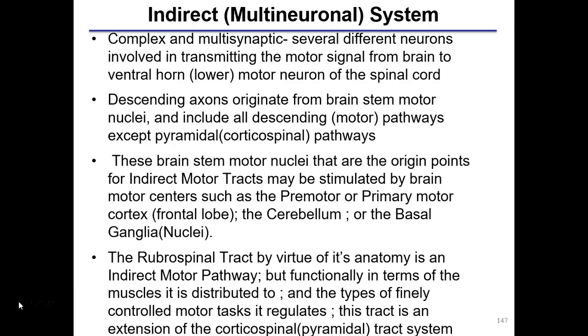One of these tracts, the rubrospinal tract, by virtue of its anatomy, technically fits into this classification of the indirect motor pathway. But functionally, in terms of the muscles that it's distributed to and the types of motor tasks that it regulates, this tract is really an extension of the corticospinal or the direct pyramidal system.